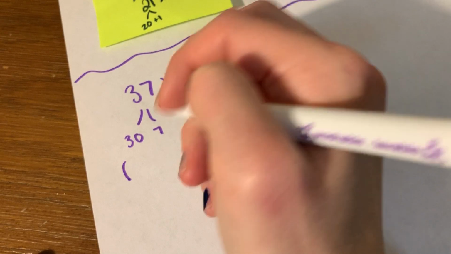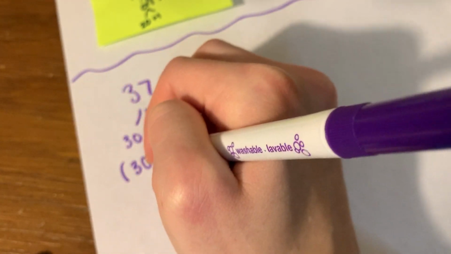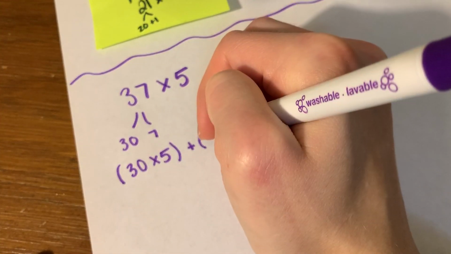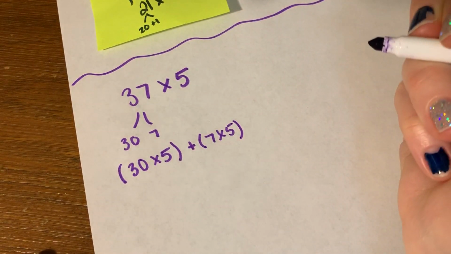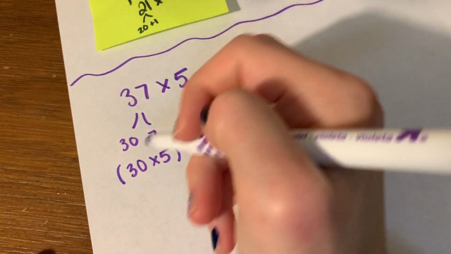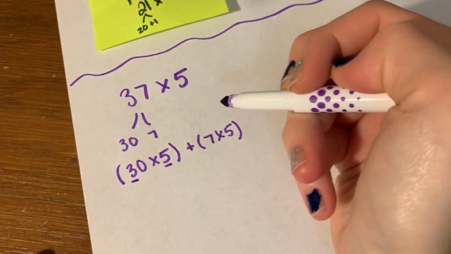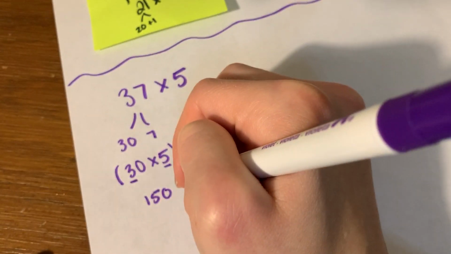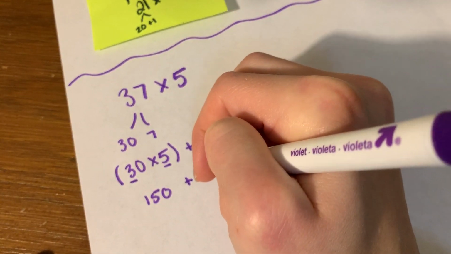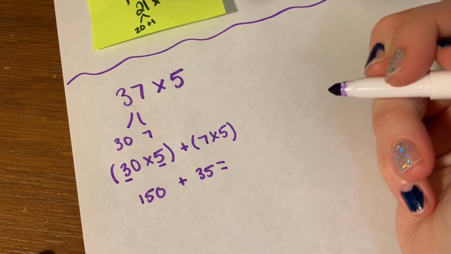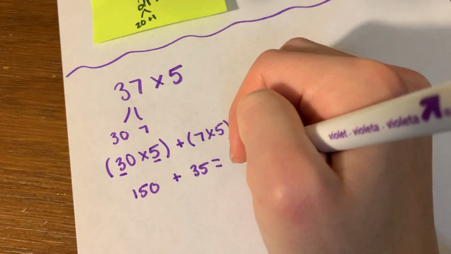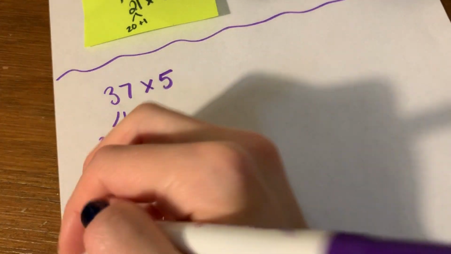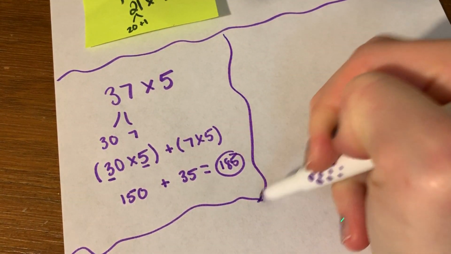And I can do 30 times 5 and add it to 7 times 5. So that's what the distributive property says we can do. So just like I was doing before, 3 times 5 gives me 15, tack on a 0, and then I'm going to add 7 times 5 gives me 35, and then I'm going to add it all together. And I get 185, okay? So that's basically what it's telling us. The distributive property proves partial products works.